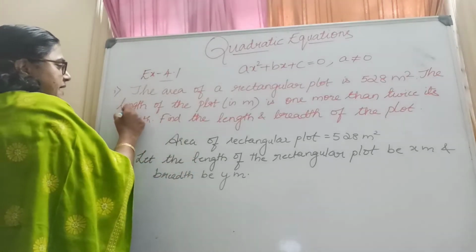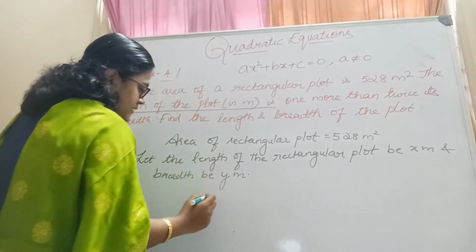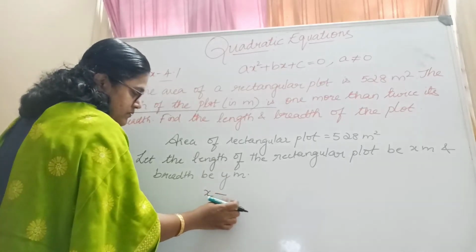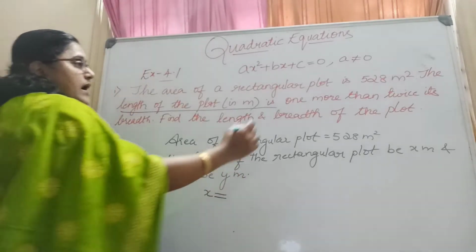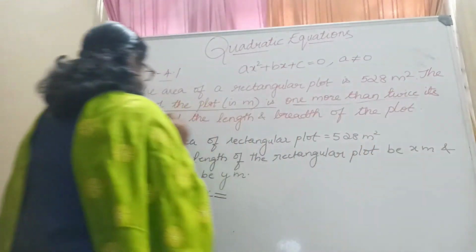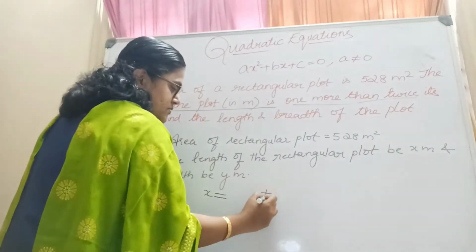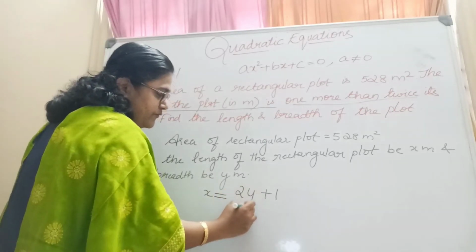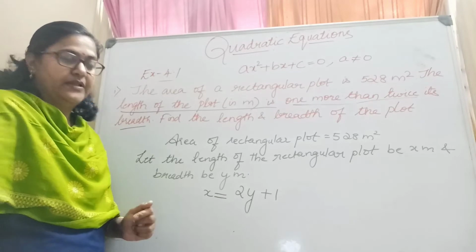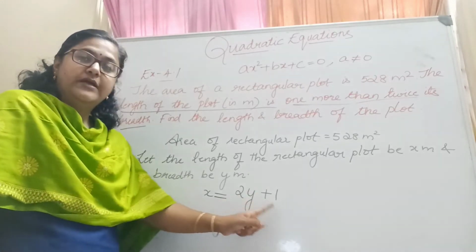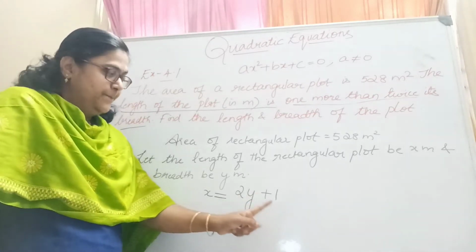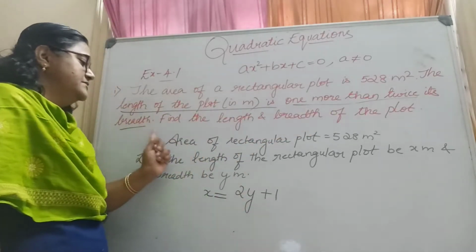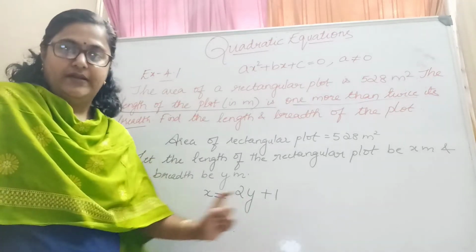Now they have given that length of the plot, that is x, is equal to 1 more than twice its breadth. 1 more than, so you will add plus 1, twice its breadth, 2 times of breadth. Twice means 2 times of breadth. So 1 more than means you will add plus 1. Plus 1 to twice of its breadth. 1 more than twice its breadth. So 2y plus 1. Okay.